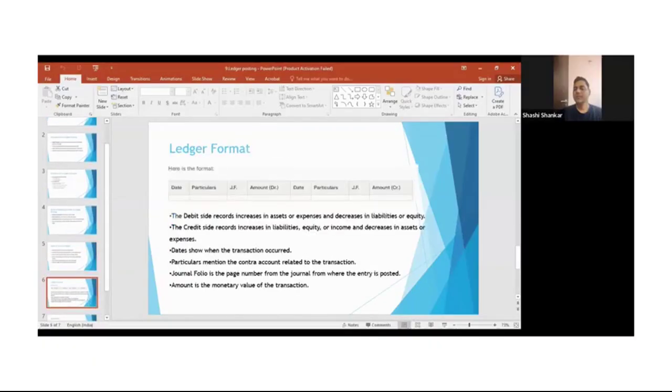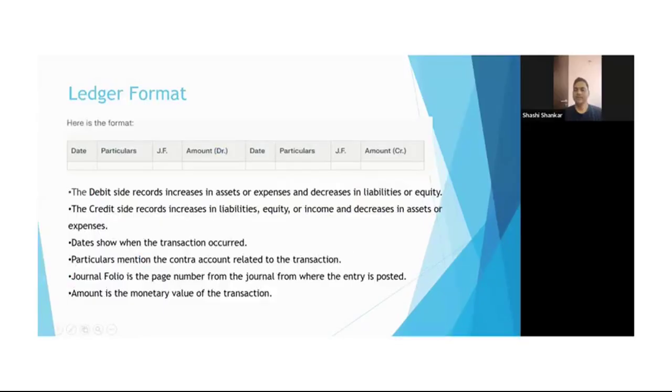All right. Now moving to the format, how it looks like. It has date, particulars, journal folio, amount, and again date, particulars, on both sides, one left side and another right side. First of all, the heading should be there, which account it is, and after that date, particulars, journal folio, and amount, on both the debit side and the credit side. The debit side records increases in assets or expenses, based upon the modern classification as I mentioned, and the credit side records increases in liabilities and equities.